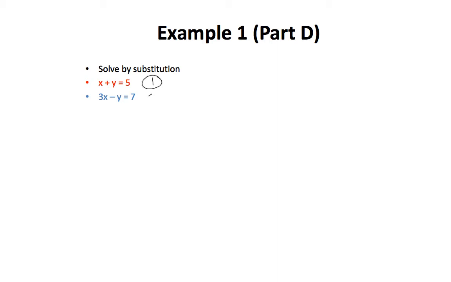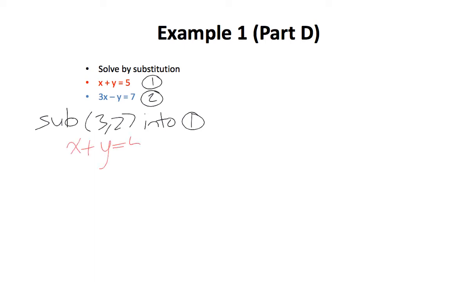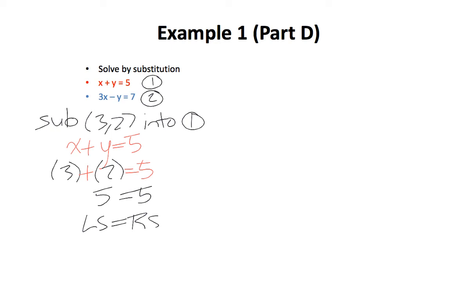So let's begin by relabeling our lines 1 and 2. I am going to say sub 3, 2 into equation 1. So I'm going to begin with x plus y is equal to 5. I'm going to replace the x with a 3, and I'm going to replace the y with a 2. The equal 5 stays exactly the same, and 3 plus 2 is 5, and the other side is 5. Therefore, the left side is equal to the right side, which means this point lies on this line.